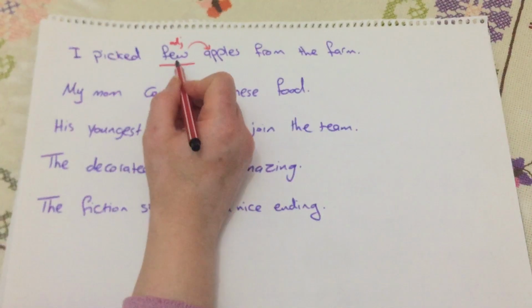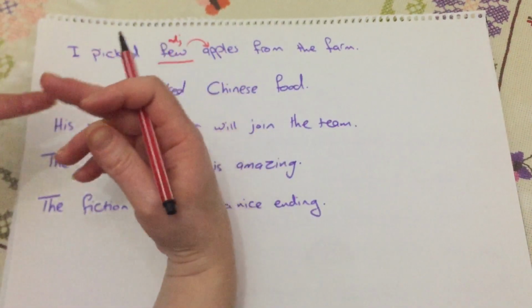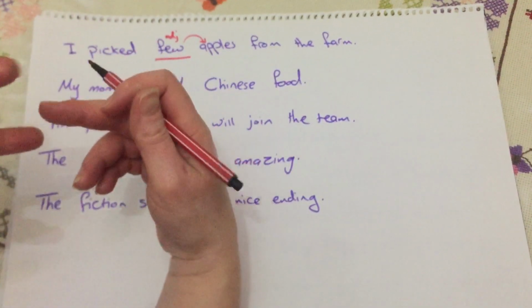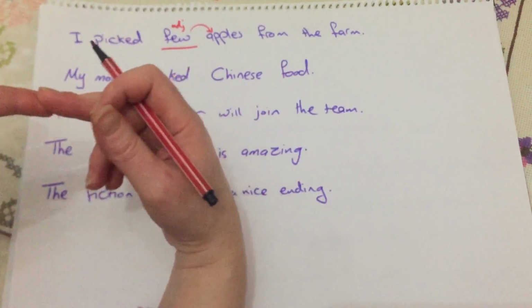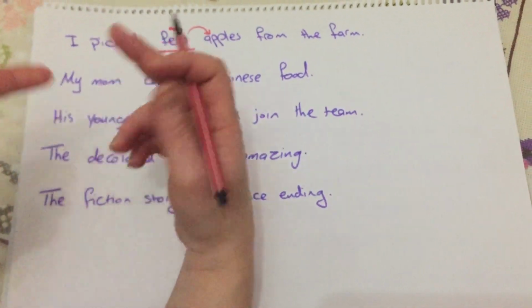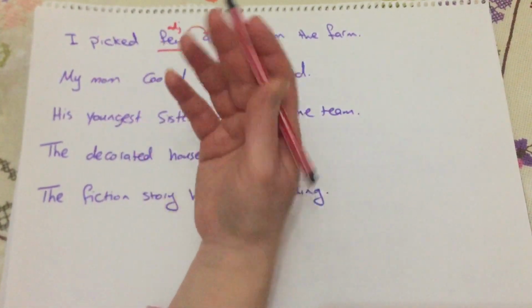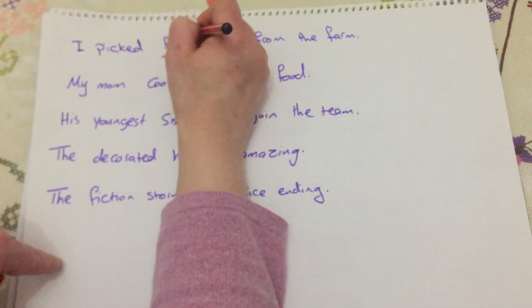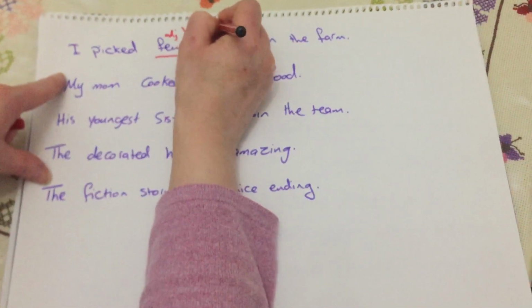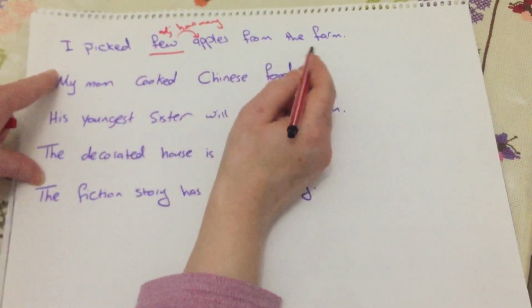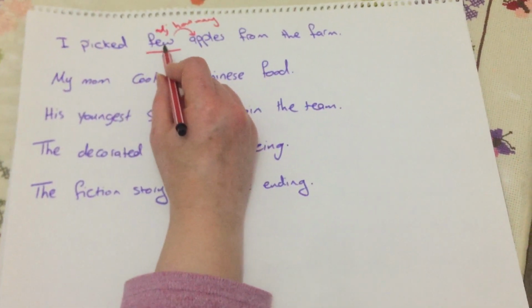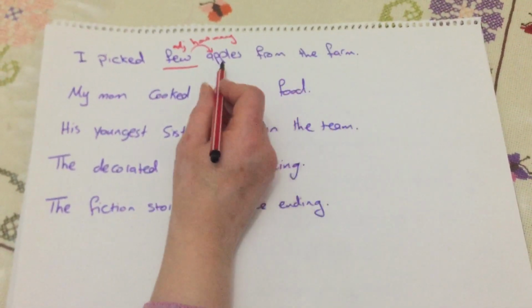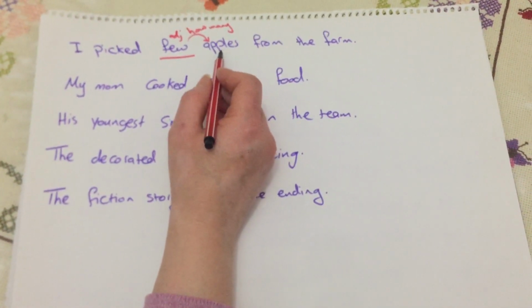Now, this adjective few, does it show what kind of apples, how many apples, the origin of the apples, or comparison? Do we use the adjective to compare? Of course, here this adjective shows how many apples, how many we picked from the farm. So this adjective shows the amount or the quantity of the noun, which is apples, okay?